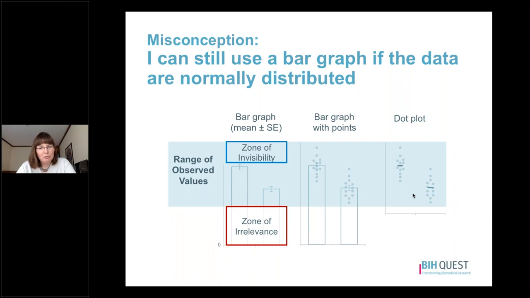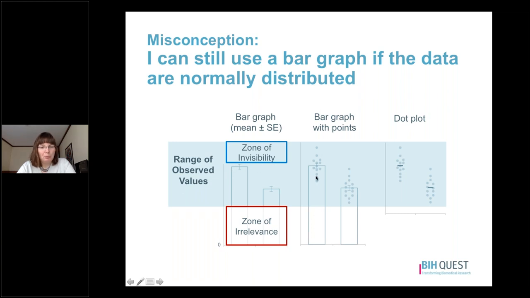And I won't get too much into the meaning of this figure, but I will just quickly say we have a comparison of three different graphs here: a bar graph alone, a bar graph with a dot plot, and then a dot plot alone. And this figure simply highlights that when I use a bar graph, I tend to have two possible regions of distortion.